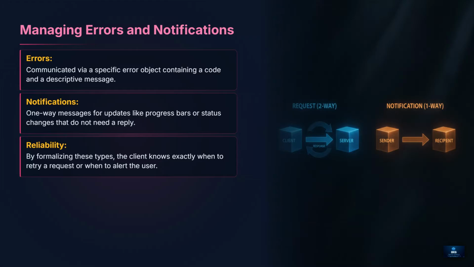Not every call succeeds, and that's okay. MCP handles failure gracefully by including specific error codes in the response. We also use notifications for one-way events, like when an AI is performing a long-running process and just wants to let the user know it's still alive. This makes the user experience much more responsive.